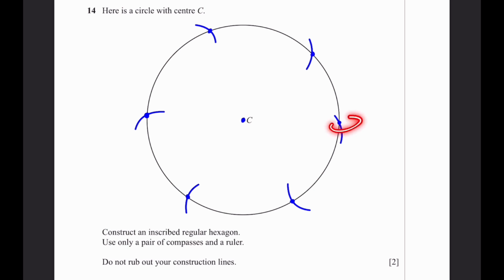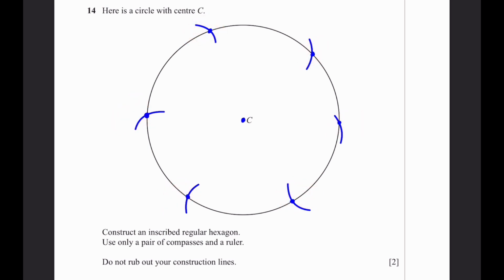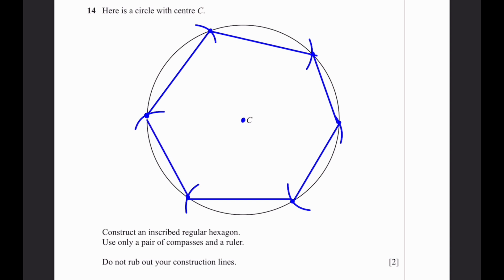Now we have 1, 2, 3, 4, 5, 6 dots. All we have to do is join these to make an inscribed regular hexagon. I know this is not a perfect drawing, but this is at least somewhat how it'll look. It'll not be the exact thing, as you can clearly see it's not the same length, but if you use a proper ruler and compasses to do this, you will get a regular hexagon which has same side lengths and same angles. And that's how you do question 14.